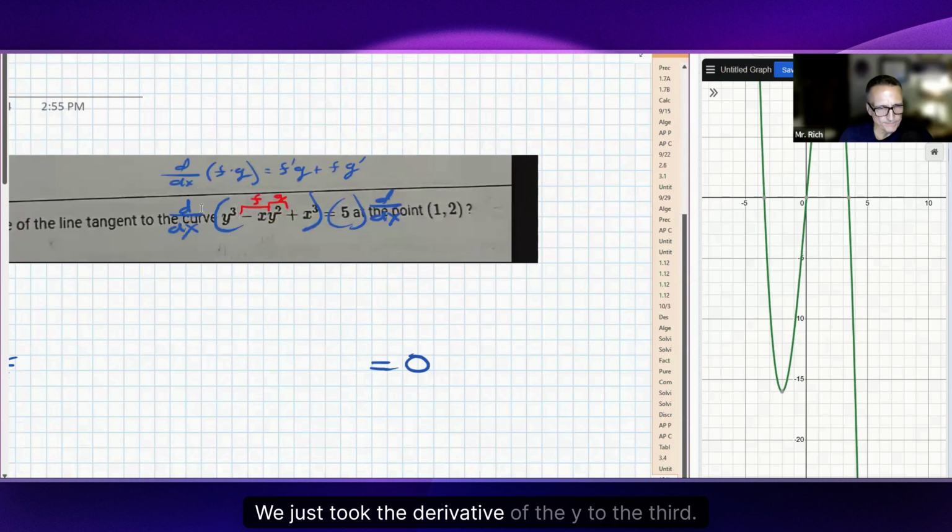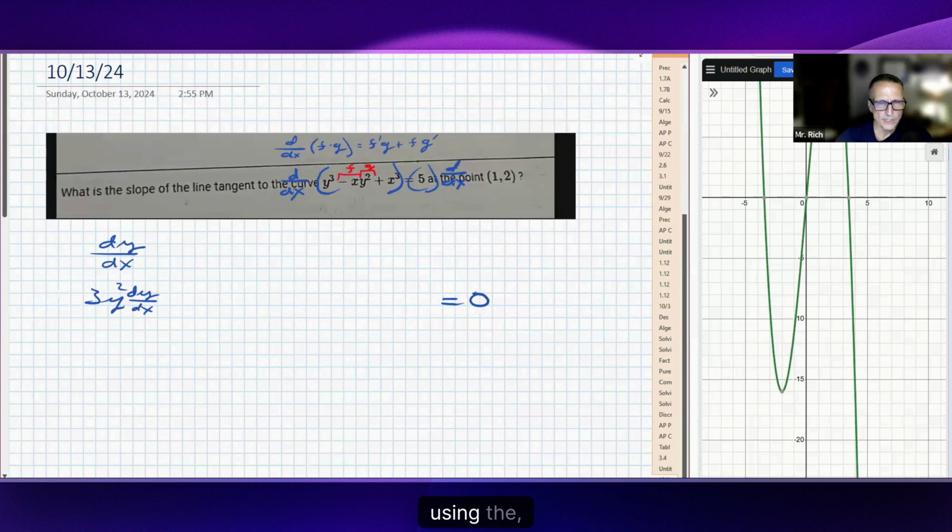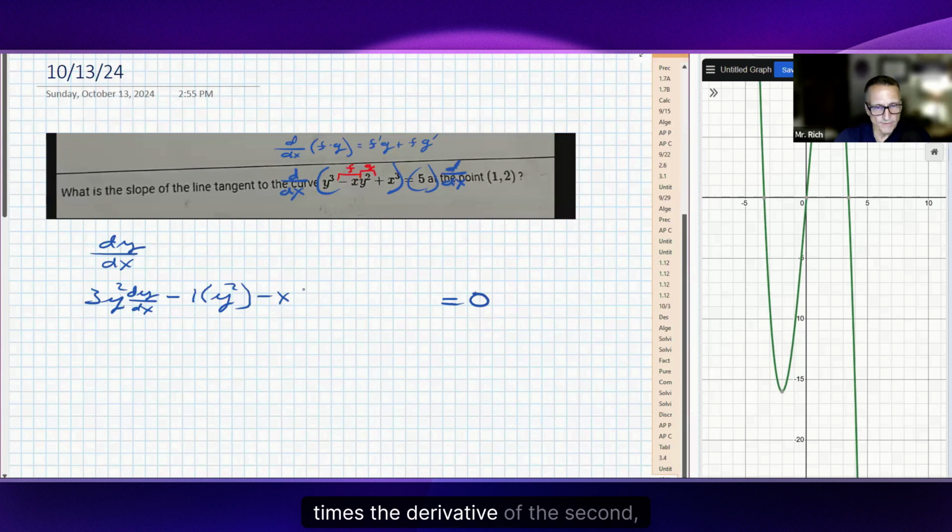We just took the derivative of the y to the third. Now, using the product rule, that's going to give me the derivative of negative x is a negative 1 times the second, which is y squared, okay, plus the first, which is a negative x, right? You say, well, where's the plus? Well, yeah, it's plus a negative x. It's plus the first thing, negative x, times the derivative of the second, which is 2y, but dy dx. Then the derivative of the third term, x cubed, is plus 3x squared.